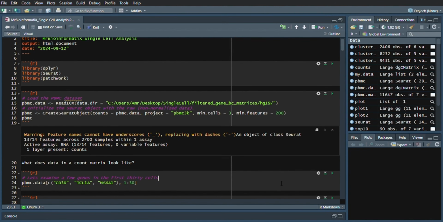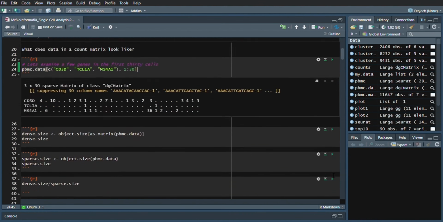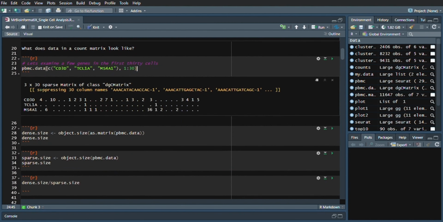We wrote pbmc.data and we put 3 genes that we are interested in among 30 cells. Let's run our code. We have 3 times 30. This means that the matrix has 3 rows and 30 columns, each row corresponding to one of the genes. For example, here CD3D gene, TCL1A, MS4A1, and then 30 columns.